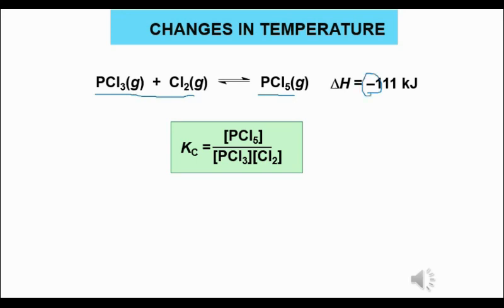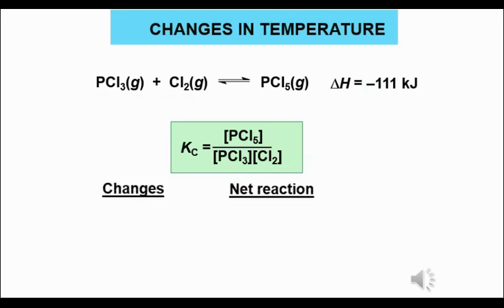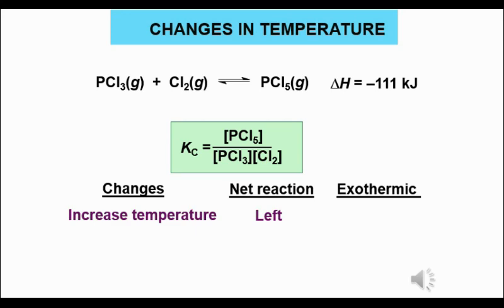Firstly, let's write down the equilibrium constant Kc. Equilibrium constant K is equal to the concentration of product over the concentration of reactants. Changing the temperature of the system. Firstly, let's look at what will happen when we change the temperature of the system. When we increase the temperature, the net reaction, the equilibrium position will shift to the left.